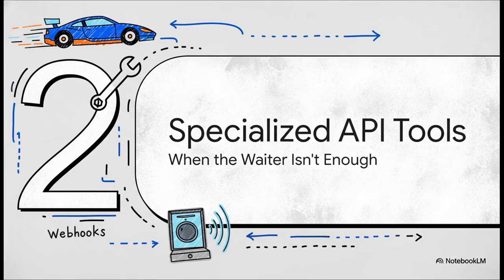But what happens when you're not in a typical restaurant? I mean, what if you need something more specialized, like a high-security courier for a sensitive document, or maybe a Formula One pit crew for insane speed? Well, sometimes that universal waiter just isn't enough, and you've got to reach for a specialized tool.